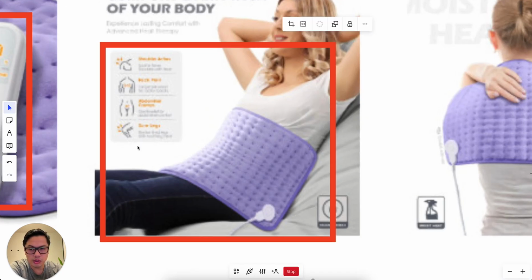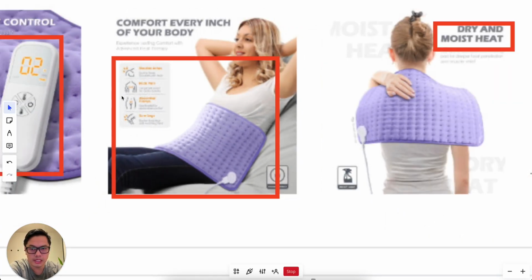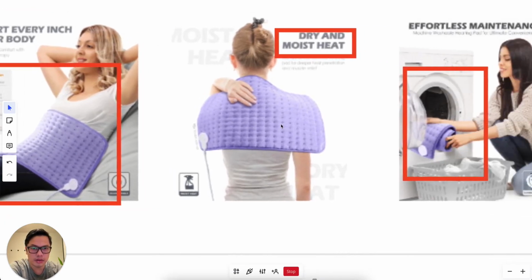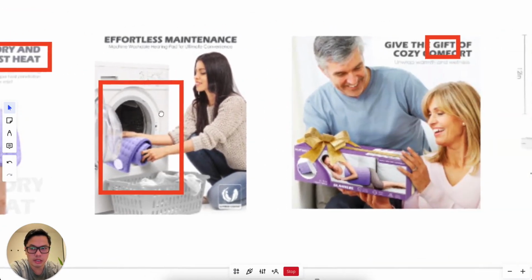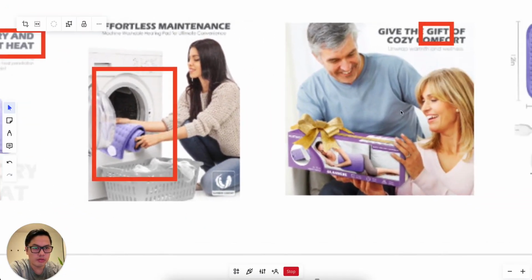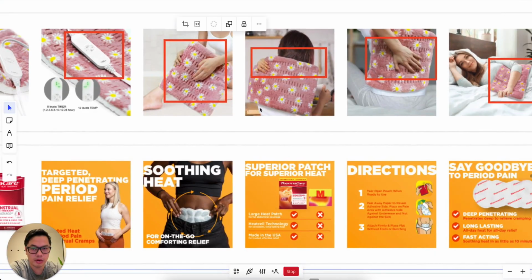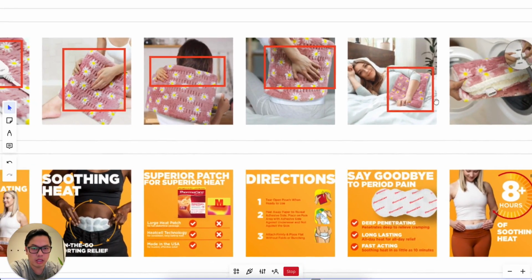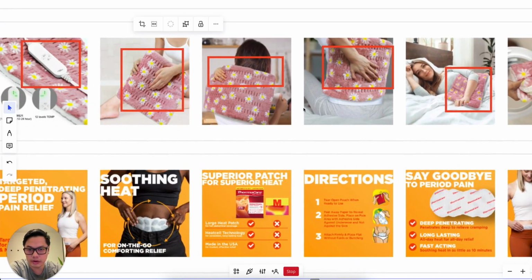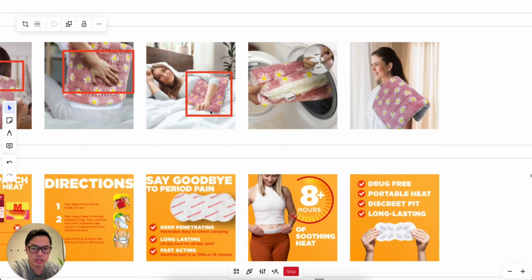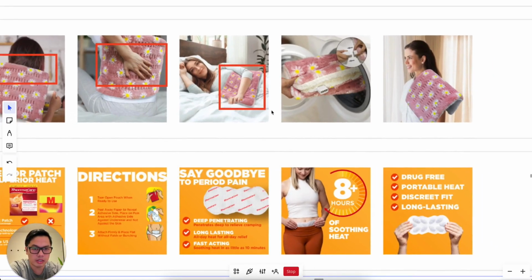I do feel UGC might be a little bit better, but this does kind of solve it. It didn't stand out to me immediately, but definitely an interesting way to show that. Dry and moist, ease of use, gift. So you see these themes, they're just being repeated over and over again. These all have no callouts, but they're basically showing the targeted area. So you kind of know what's going on, but you definitely need callouts here.